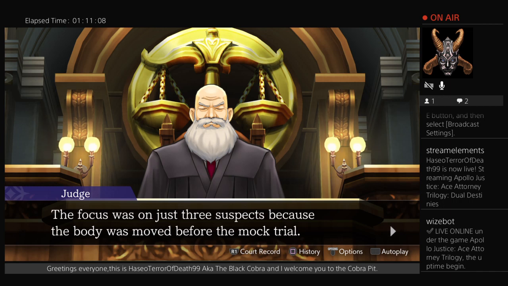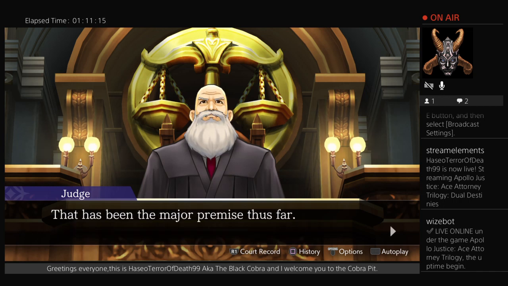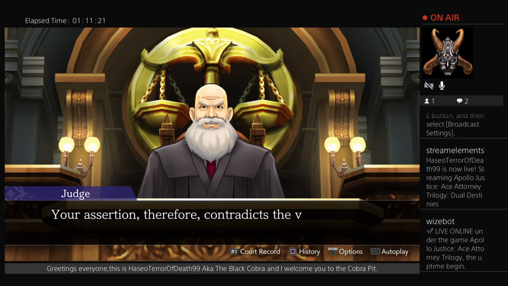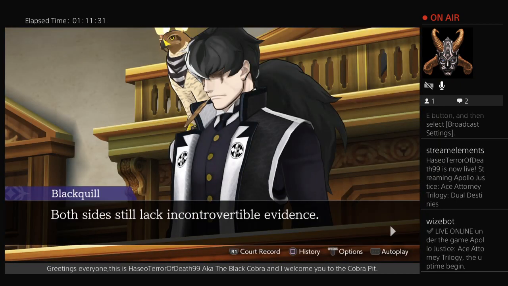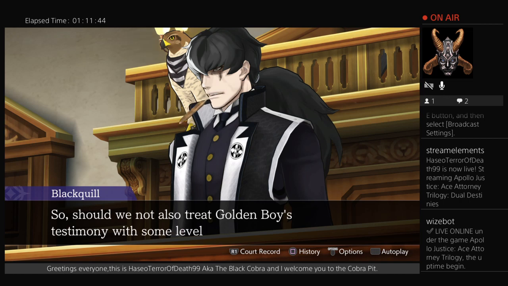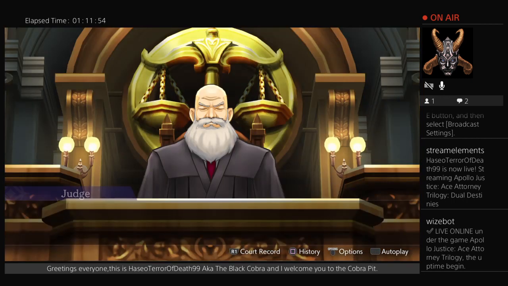The focus was on just 3 suspects before the body was moved before the mock trial. That has been the major premise thus far. Your assertion, therefore, contradicts the very foundation of this case. Objection! Both sides still lack incontrovertible evidence. So, should we not also treat Golden Boy's testimony with some level of suspicion?